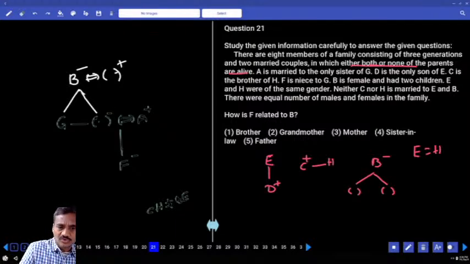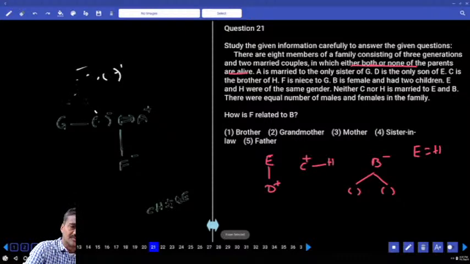A is married to the only sister of G, we have taken. The next one, D is the only son of E. Now this D is the only son of E, we have taken here.